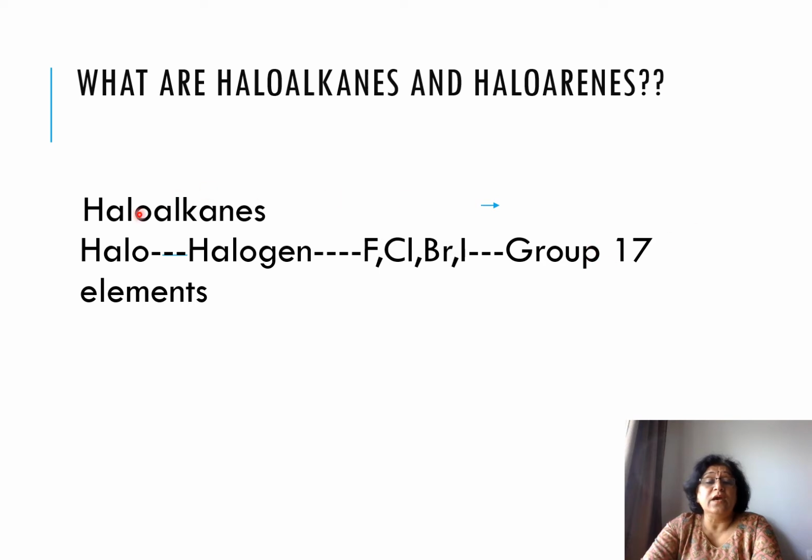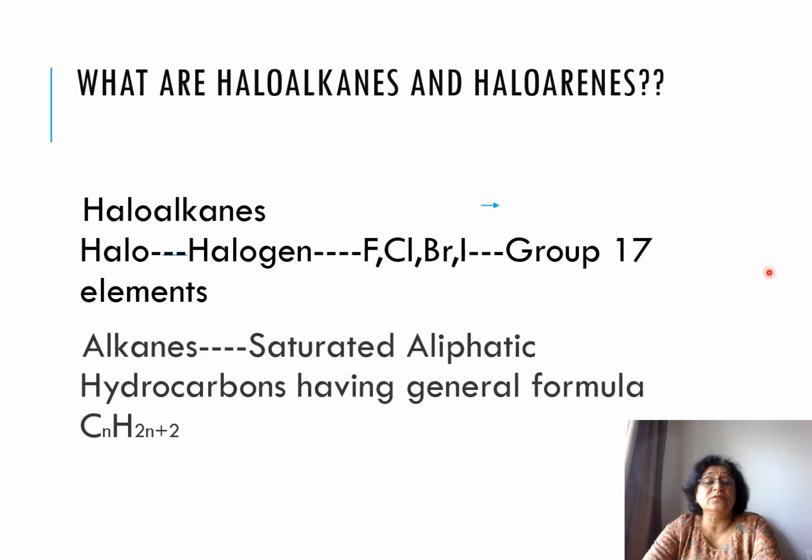Haloalkanes is derived from two words, halo and alkanes. So halo means halogen, and halogens are what? Fluorine, chlorine, bromine, iodine, astatine. They belong to group 17. Astatine is radioactive, so we are not concerned with astatine because it doesn't form organic compounds.